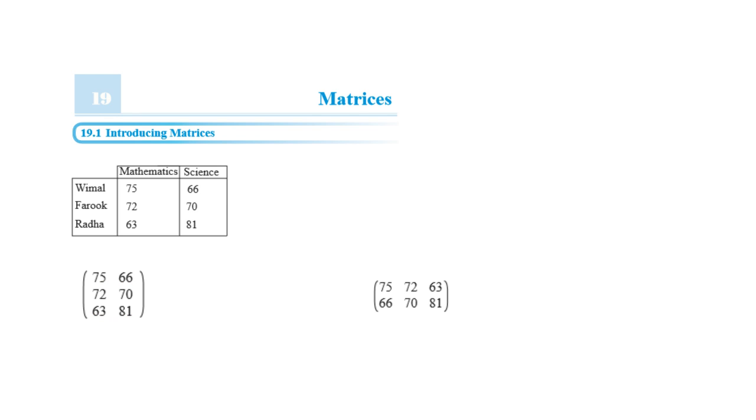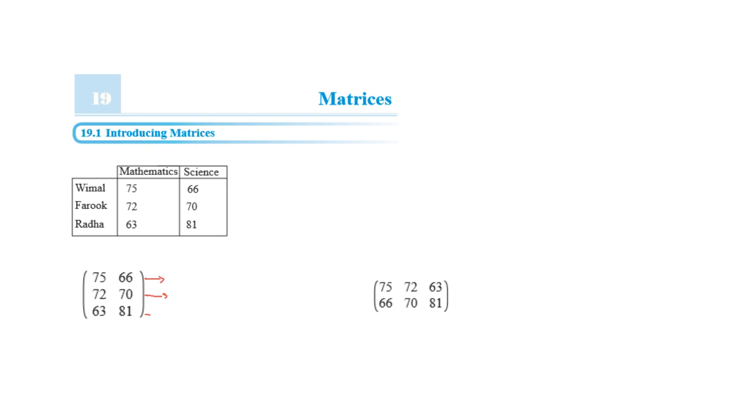Here you have rows. These are rows and these are columns. Or this one also you can write it as 75, 72, 63, 66, 70, 81. These are rows and these are columns. Look at this one.